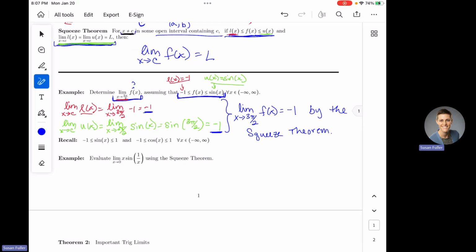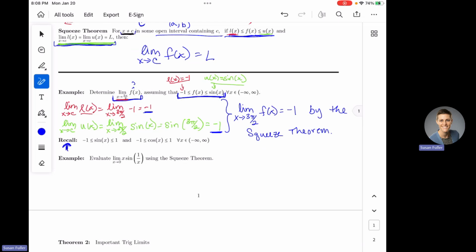So I'm going to come back up to this recall in just a minute, but let's just see how this next example is different from the one we just did. This says evaluate the limit as x approaches 0 of x times the sine of 1 over x using the squeeze theorem. Well, if I'm going to use the squeeze theorem, I need an upper function and a lower function, and this problem doesn't give those to me, which is the hard part. So to start creating my upper and my lower functions, we are going to come back to this recall.